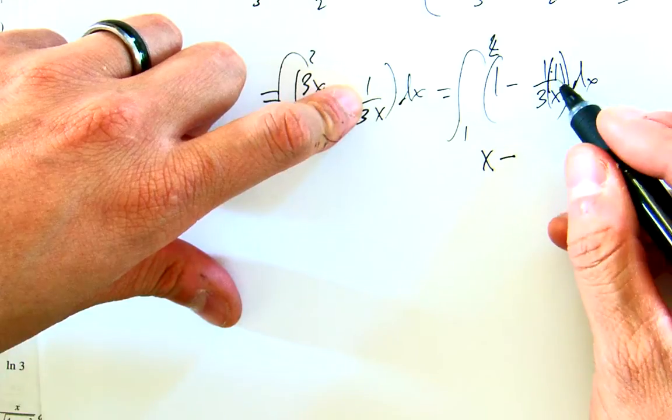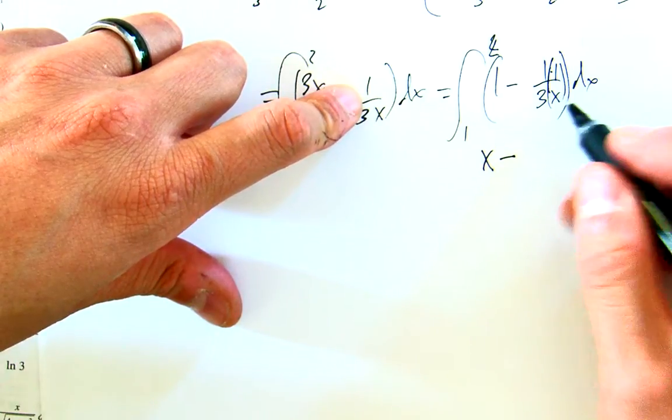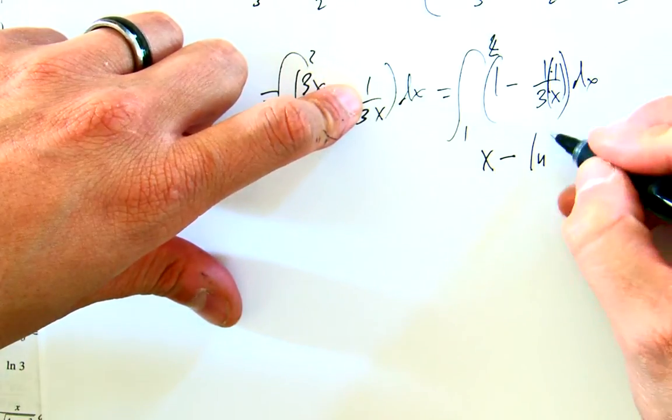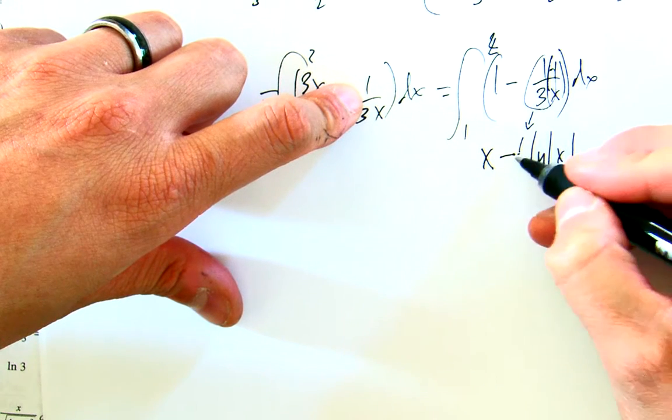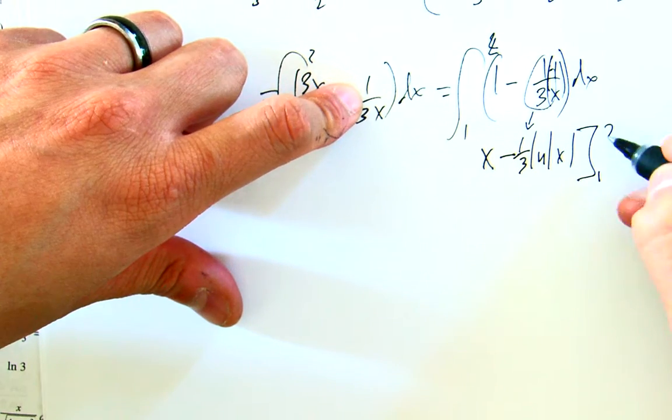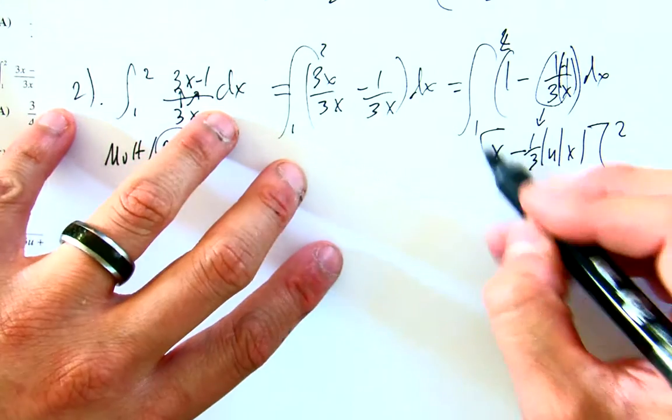And the antiderivative of 1 over x is ln of the absolute value of x. And then this 1/3 just goes along for the ride. And then we're going from 1 to 2 here. And I'd just like to close it up here.